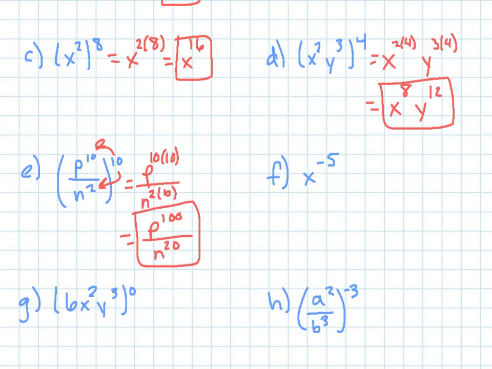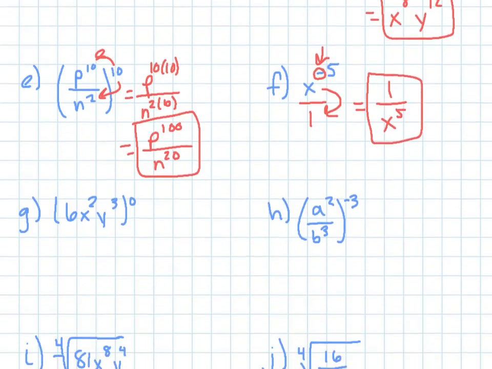Now letter F is just using the negative exponent, and usually when we have a negative exponent, we don't want it, so we need to move it down to the denominator. So remember that it's over 1. This negative sign makes this whole entire base with the exponent move down. So it's going to be 1 over x to the positive 5th. So the act of moving it down makes it a positive exponent. Okay, it doesn't make the base positive, it makes the exponent positive.